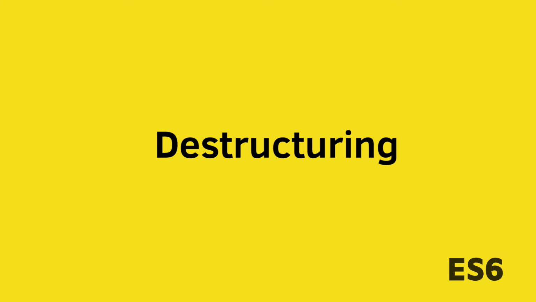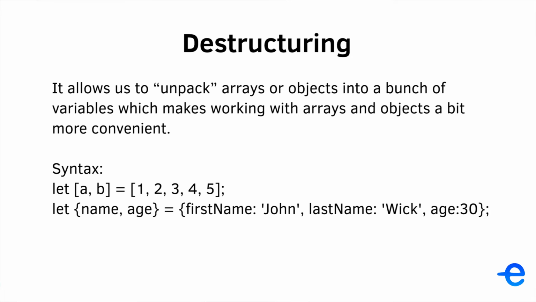In this video, we will learn about the concept of destructuring. Destructuring allows us to unpack arrays or objects into a bunch of variables. It makes working with arrays and objects a bit more convenient. So as you can see on the screen, this is the syntax. When we are working with arrays, we use square brackets, and when we are working with objects, we use curly braces. Let's give it a try to understand it better.